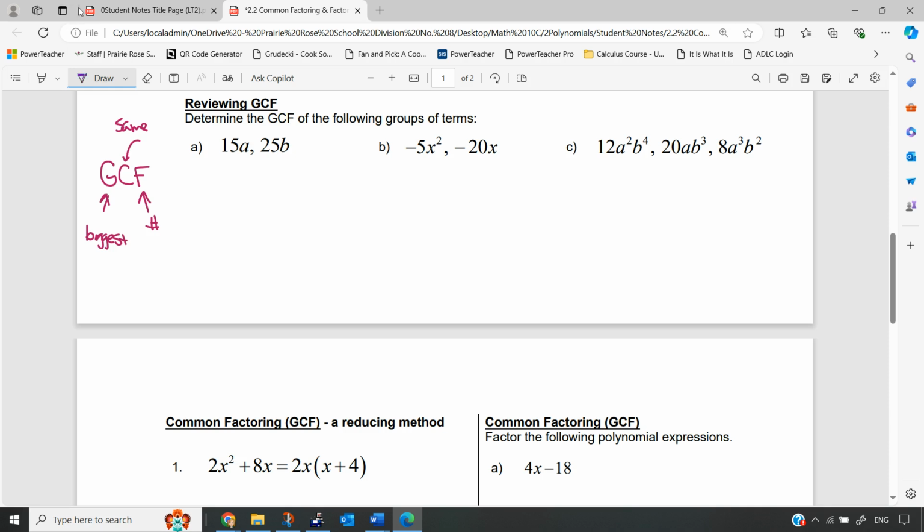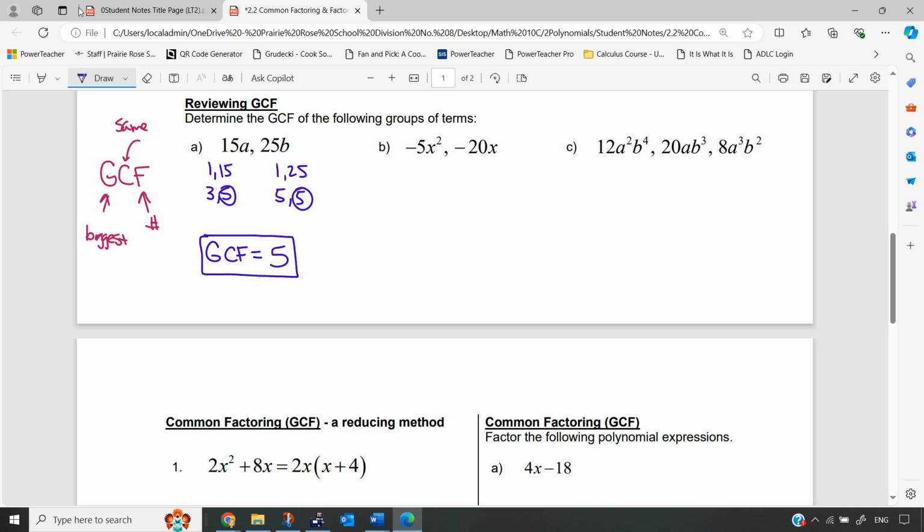Looking at 15a and 25b, I can start by listing my factors. 1 and 15, 3 and 5. 25 would have 1 and 25, and 5 and 5. Notice that the only factor they have in common is 5. So my GCF would be 5. And then I look at my variables. One has an a and one has a b, so they have no variables in common. That means my GCF is just 5.